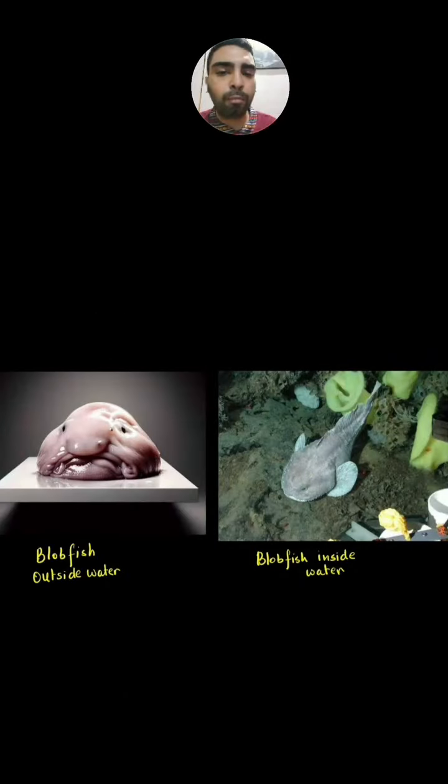Another example is that of the blobfish. We humans often end up calling it ugly because of how it looks on the left. However, under the water, it looks like that. So what is changing when we are taking it out? Think about it. Is it pressure, temperature, or something else?